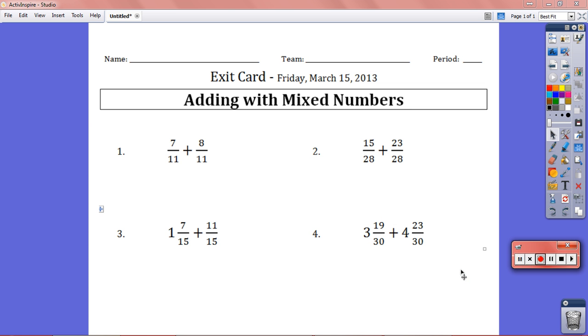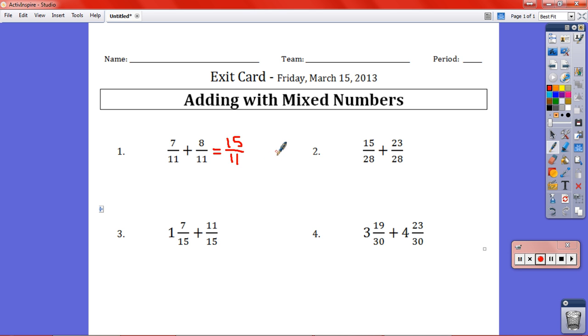This is our 5th exit card, technically 4th in most classes. But what we have here is adding with mixed numbers. So that doesn't necessarily mean that the numbers I add with will be mixed, but the answer at least will be mixed. So I have 7/11ths and 8/11ths. So that's 7 pieces and 8 pieces makes 15 pieces. And the type of pieces is 11ths.